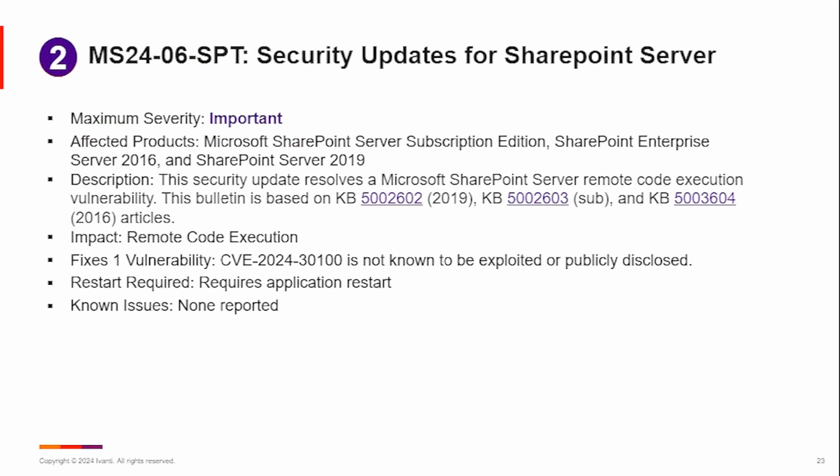Moving on, again, the first two, Windows 10 and Windows 11, were critical updates because of the critical vulnerability in those. SharePoint Server was only rated as important this month. We did, of course, see the usual 3 updates for Subscription Edition, Server 2016, and SharePoint Server 2019 as well. 3 separate KB articles on those. You can go in and take a look at them if you want. There was one vulnerability, 2024-30100, which was a remote code execution vulnerability. Again, it's not an exploited or publicly disclosed one. So again, only a single vulnerability addressed this month on SharePoint Server.